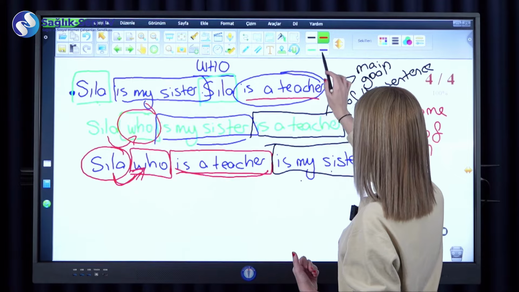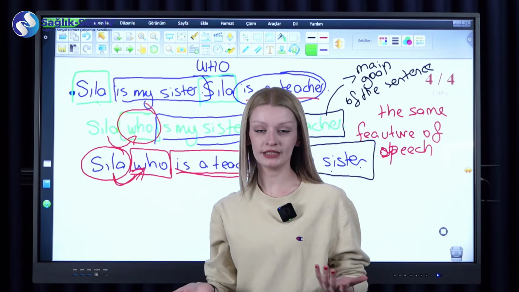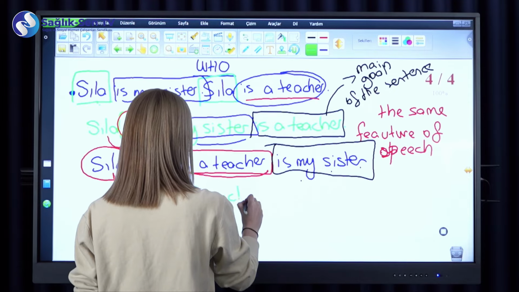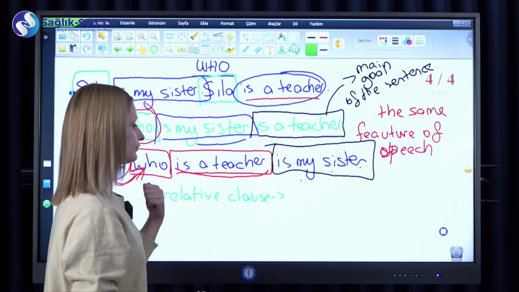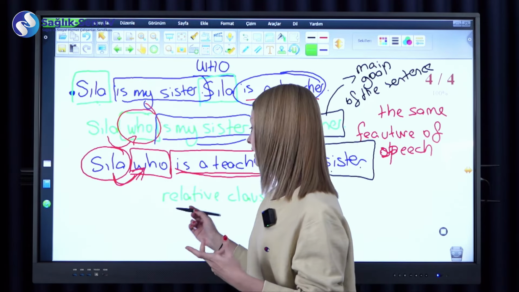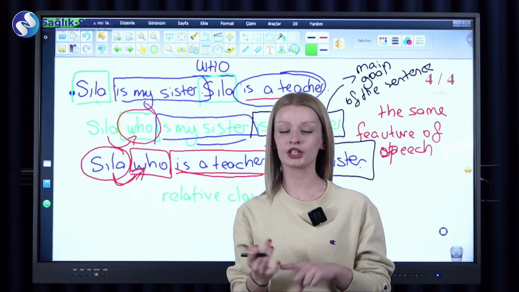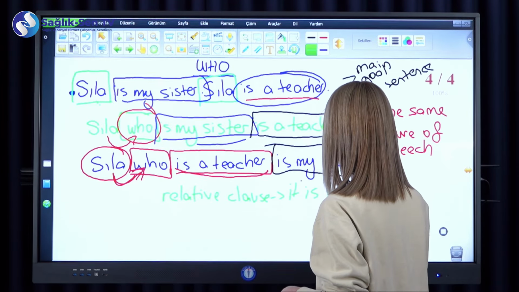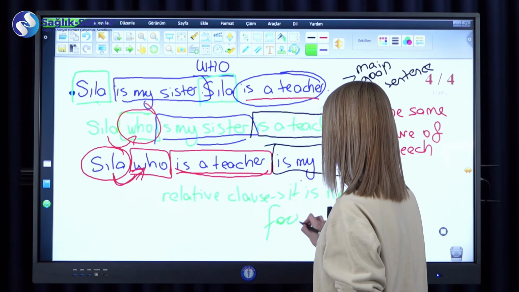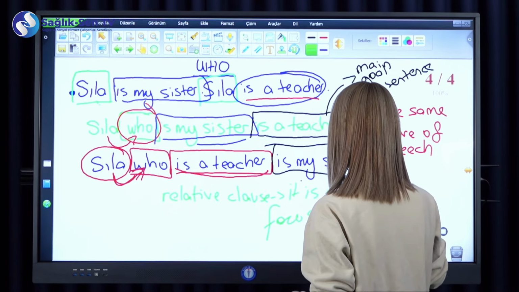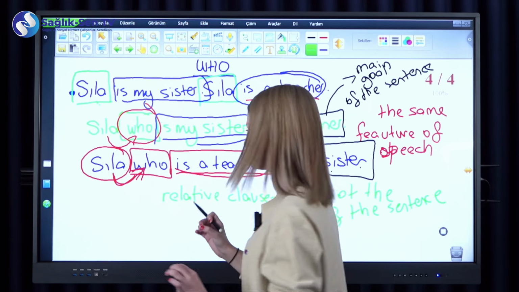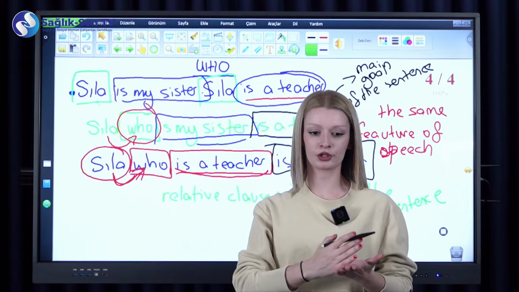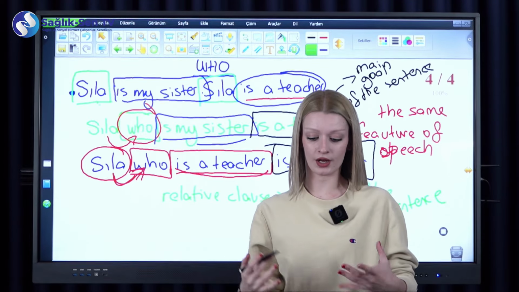So, after saying that, we can say that in relative clause, as we said on the first page, it gives extra information or describes something, but it is not the focus of the sentence. It is just like in Turkish we say yan cümle. It is the same thing. It gives extra information or describes extra things.